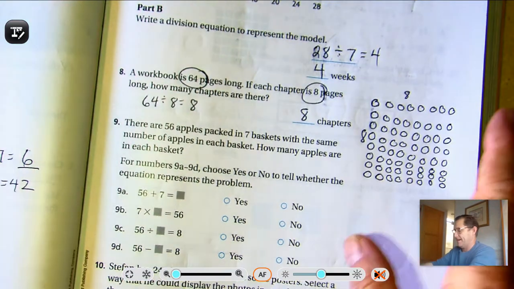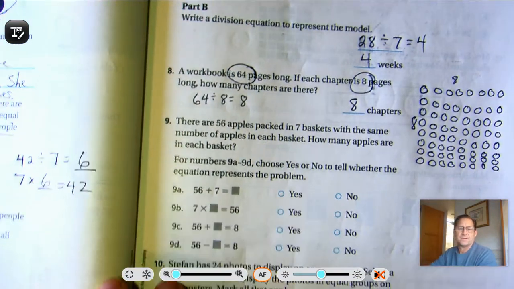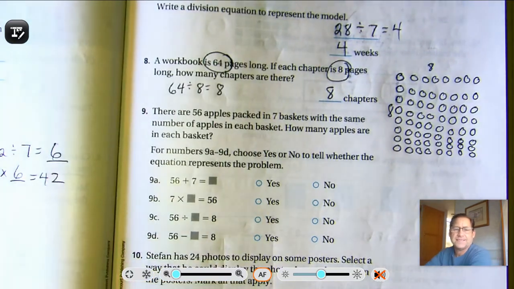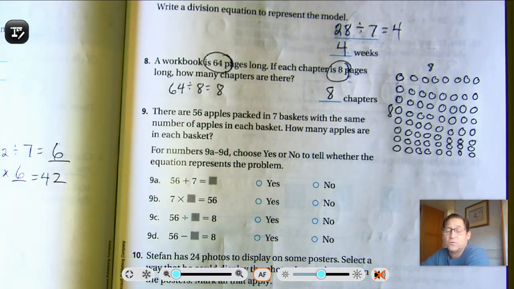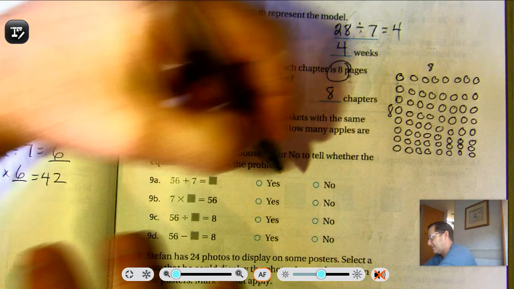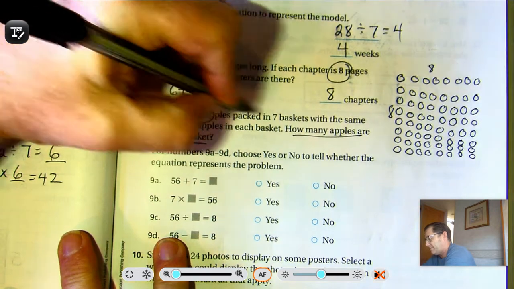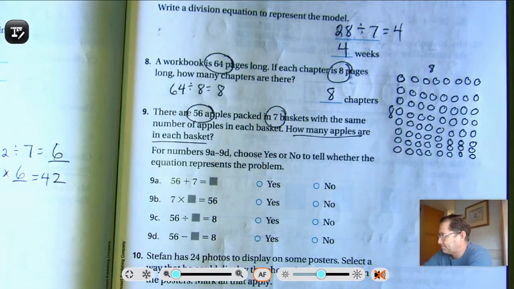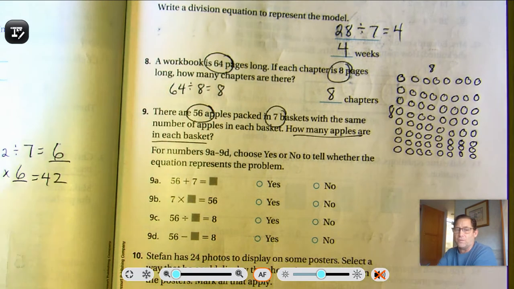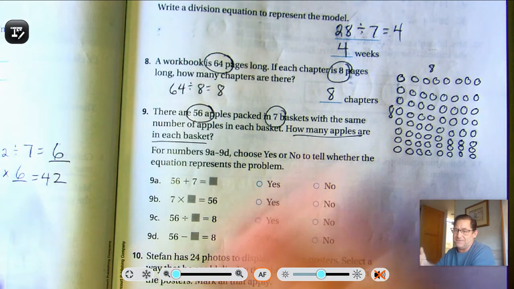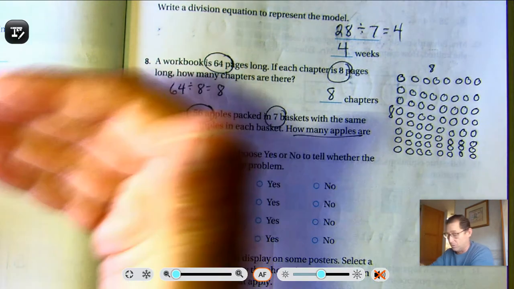Number 9. There are 56 apples packed in 7 baskets, with the same number of apples in each basket. How many apples are in each basket? 56 total, 7 baskets. For numbers 9a through 9d, choose yes or no to tell whether the equation represents the problem. 56 plus 7? No. We have 56 total and we're sharing with 7 baskets. So that's a division problem. Or the opposite would be multiplication.